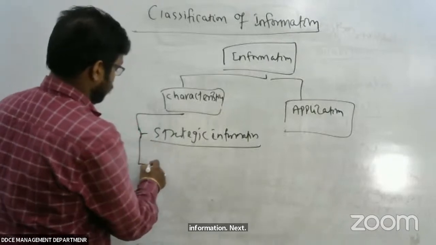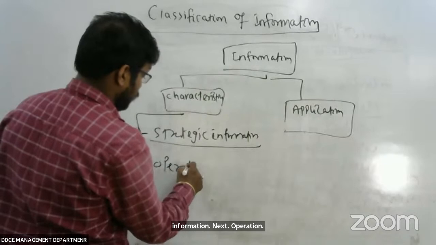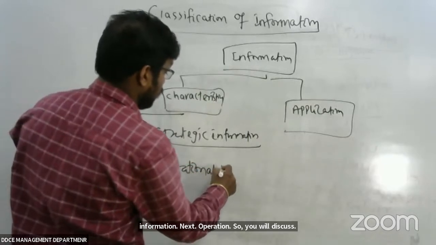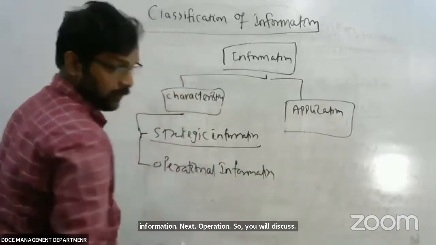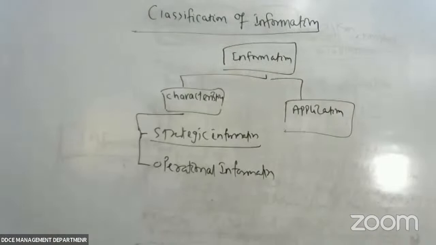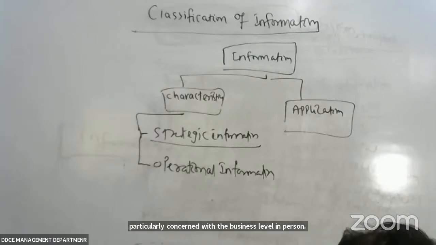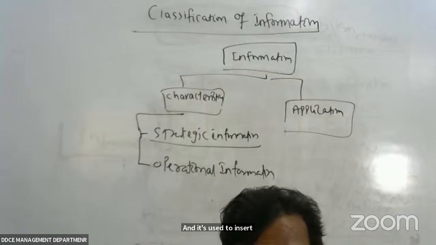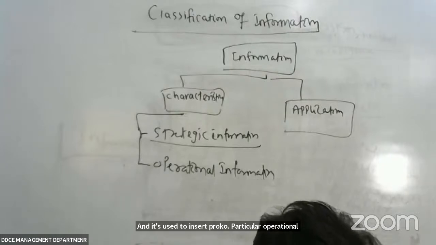Some of you will discuss. Operational information is particularly concerned with business level information and is used to ensure proper conduct of particular operational tasks. So what does it mean?